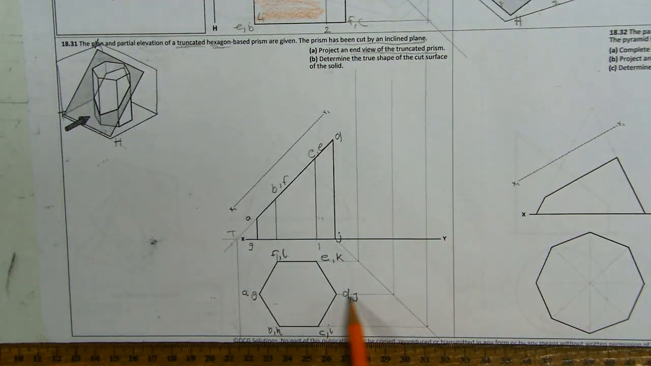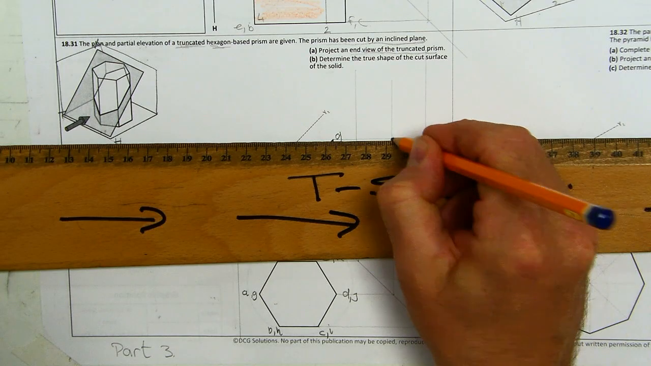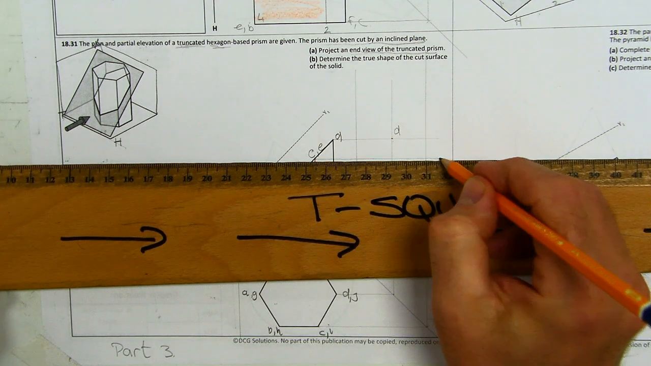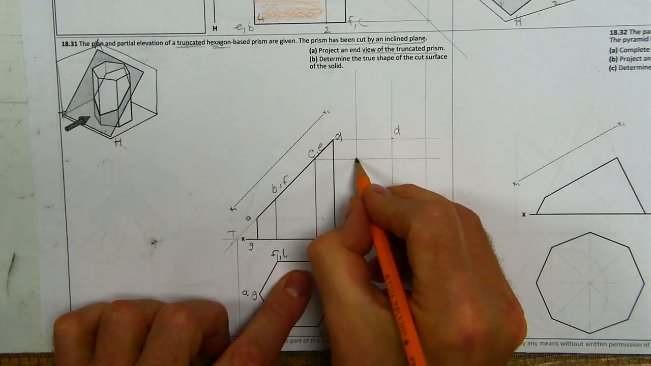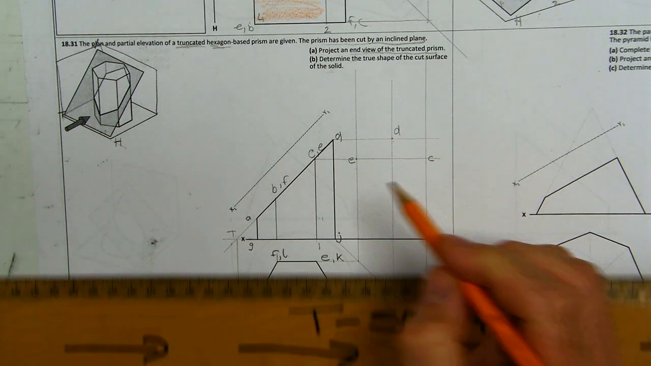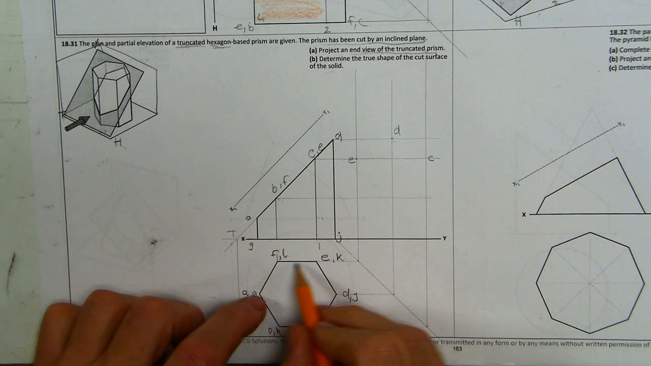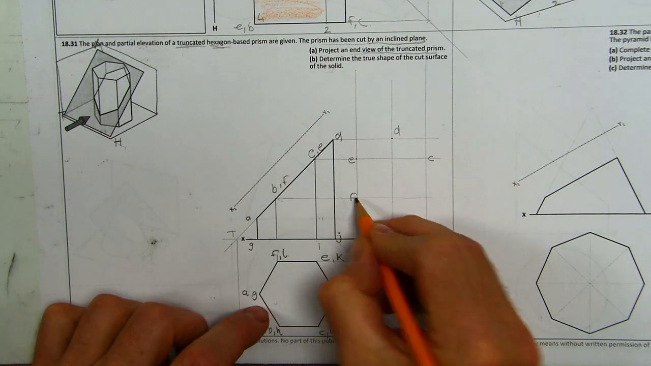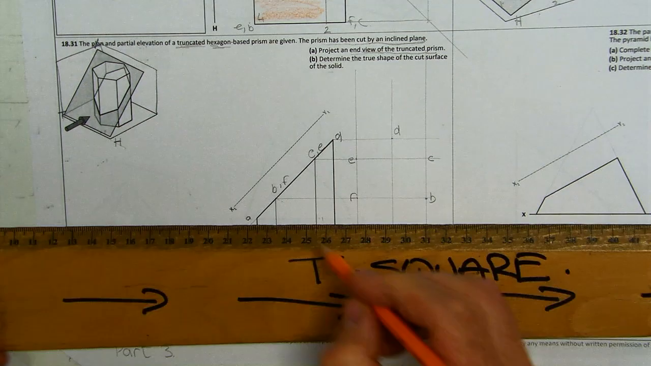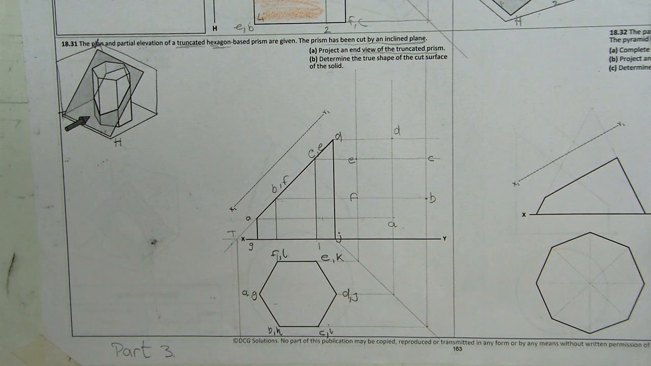Now, D is along this line somewhere here, and D is also along here. So that there now is the point D there. E is going to be here, and C is going to be here. F here, and B here, and finally A is going to be here.